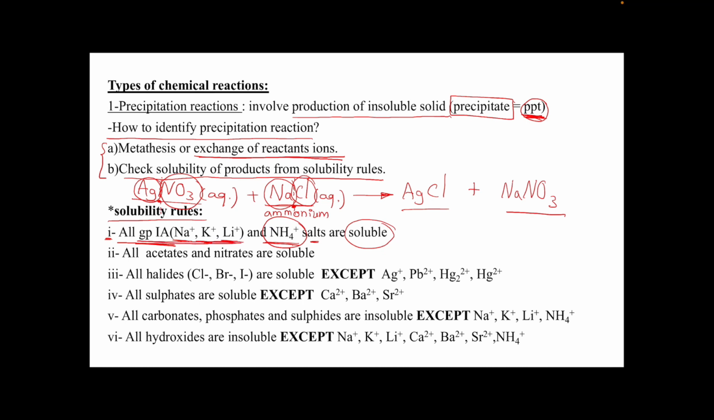The chemical properties of ammonium are very close to the chemical properties of group 1A cations. The salts of these cations are all soluble. All the salts of sodium are soluble. All the salts of potassium are soluble. Or the salts of lithium are soluble. Or all the salts of ammonium are soluble. So this is rule number 1.